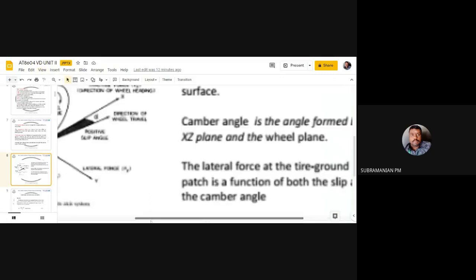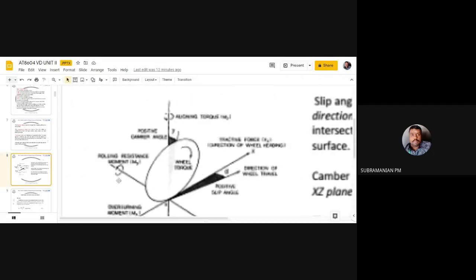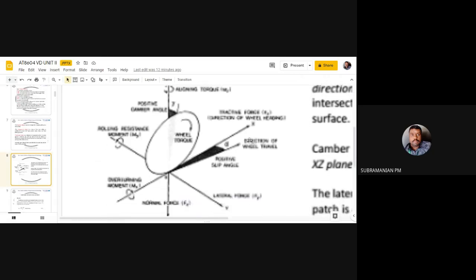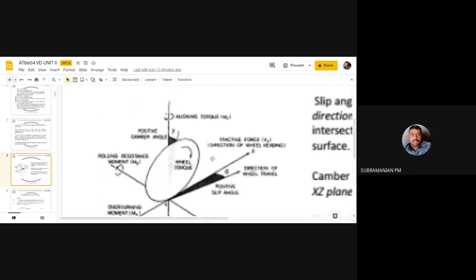You'll be seeing a better sketch. We're having a wheel plane. That is a tire. A torque is acting, and this one is the x direction. So you can adapt this sketch when it comes for a conventional exam. You can draw it. You can see what we're having.